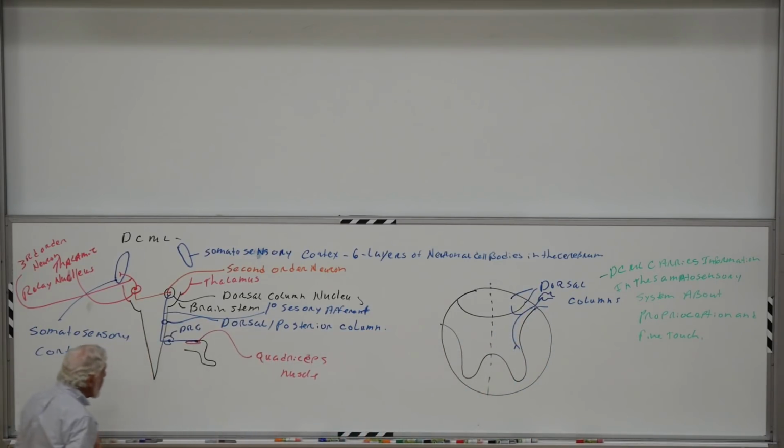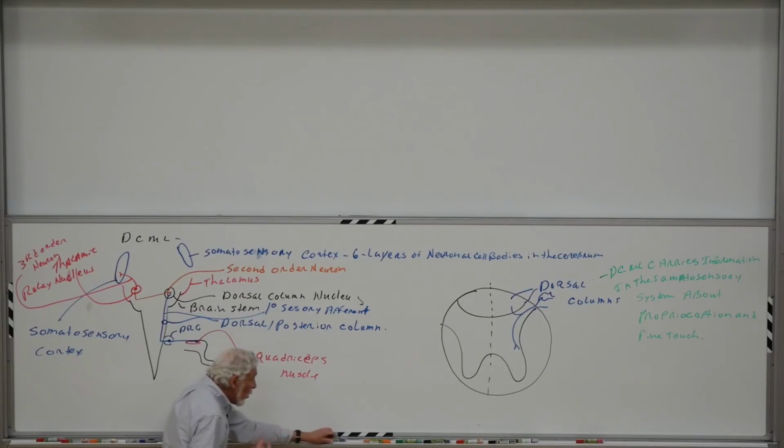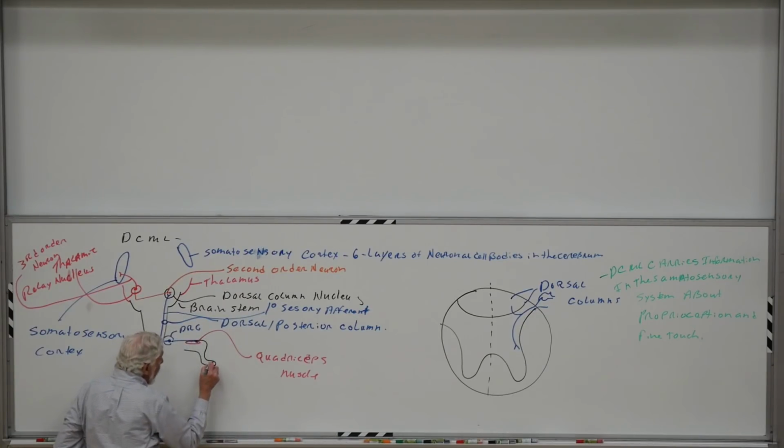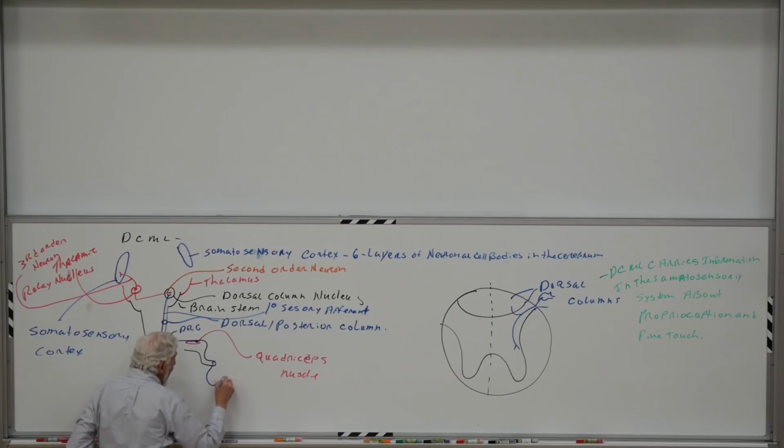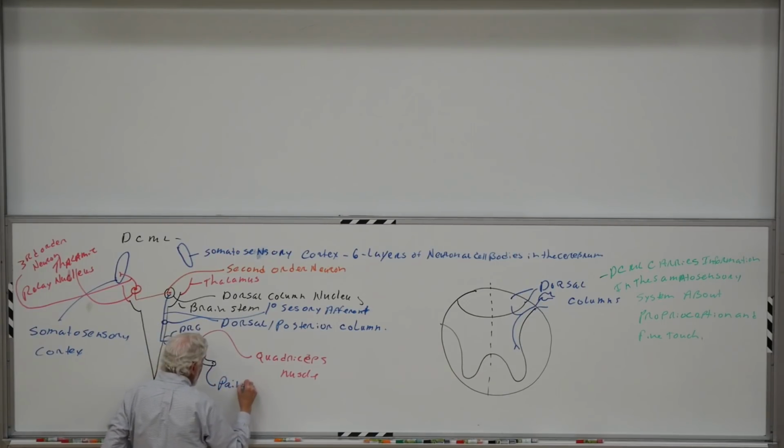But now let's take another modality, one we're also all too familiar with. In this case, we have another primary sensory afferent. Let's take one down here from your toe. And this now is going to be a pain-sensitive neuron.